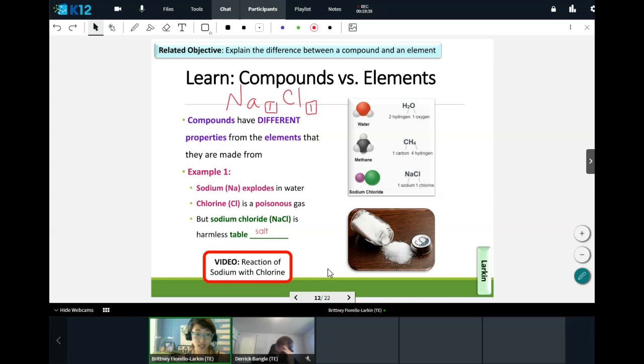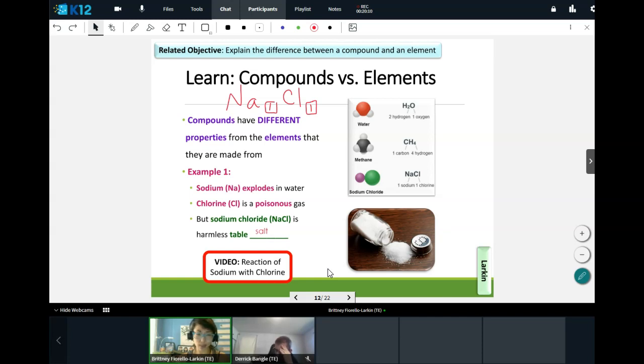Tell me in the chat, does salt explode when it touches your mouth? Again, your mouth has water in it. So does it explode like sodium by itself when it touches your mouth? No. So salt is not explosive like the original sodium. And salt, also tell me in the chat, is it poisonous? Yes or no? Is it poisonous like chlorine? No. So it's neither explosive, neither poisonous. It's also not a gas like chlorine.